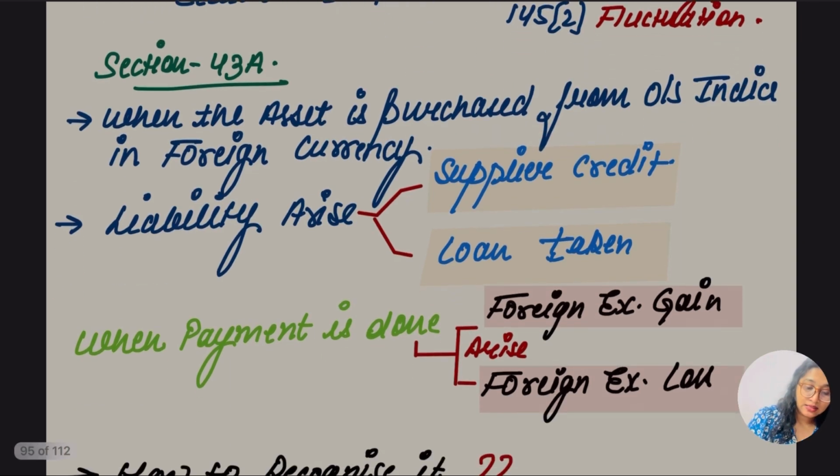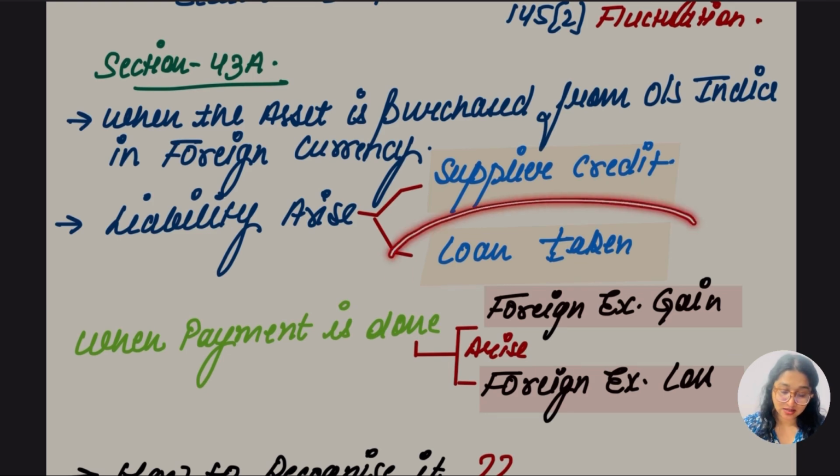Then what is going to happen? Liability is going to arise. Either the supplier is going to give credit to the person who has purchased the asset from outside India, or a loan is taken, because only then can we pay the payment. So these are the two things that can happen. This is going to be the liability.